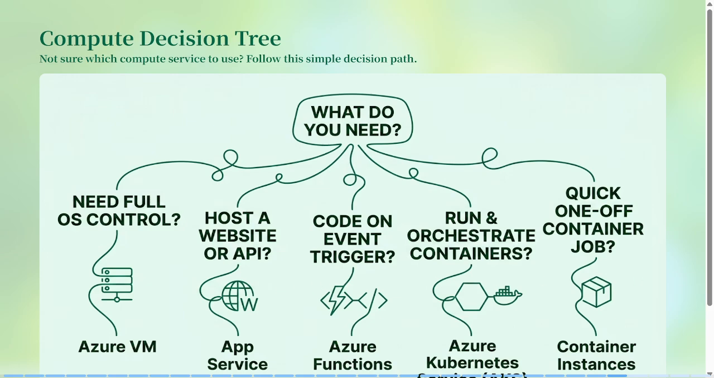Do you just need to run a web application or API? If you do not need OS level control, the next question is, am I just hosting a web application or REST API? If yes, then you choose Azure App Service, because App Service removes server management, automatically handles scaling and patching, lets you focus only on application code. So App Service equals simple deployment without infrastructure management.